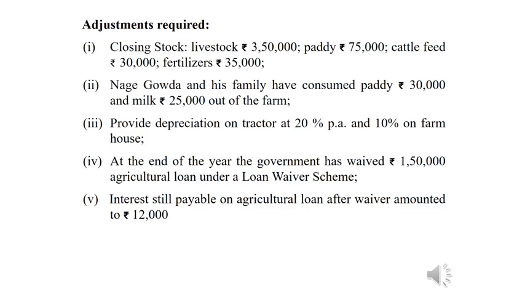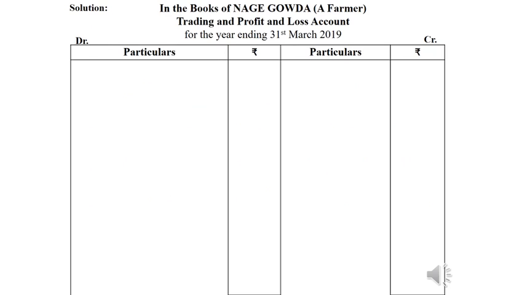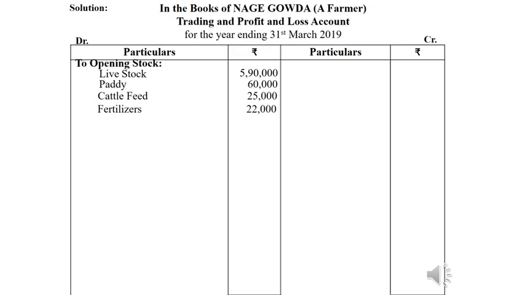Okay, let us solve this problem. Solution. In the books of Nagegowda, a farmer, let us first prepare trading and profit and loss account for the year ending 31st March 2019. As usual, we were doing under sole trading concern final accounts. Record the trading account items. First item is opening stock. There are 4 items. Livestock rupees 5,90,000, paddy rupees 60,000, cattle feed rupees 25,000, and fertilizers 22,000.